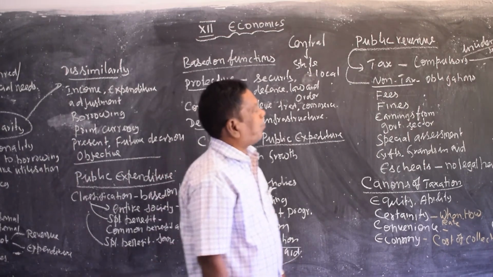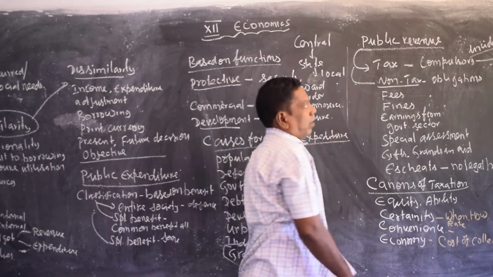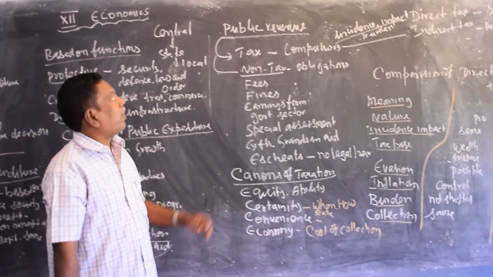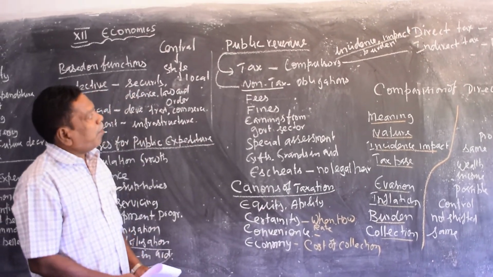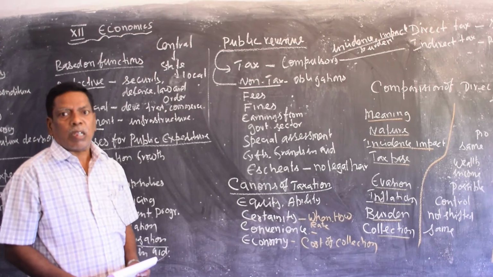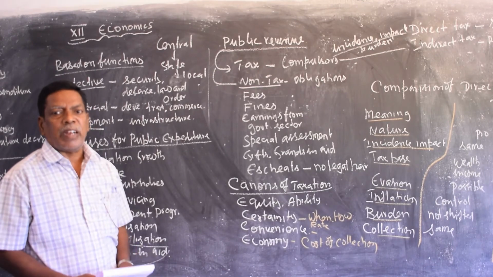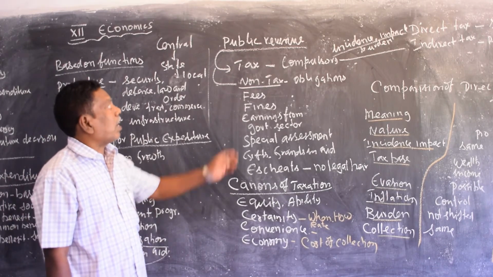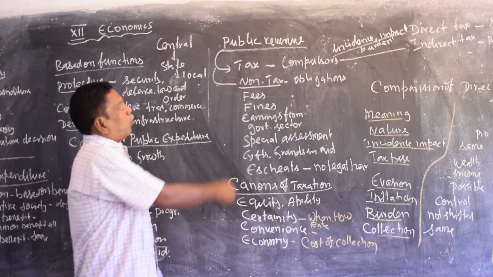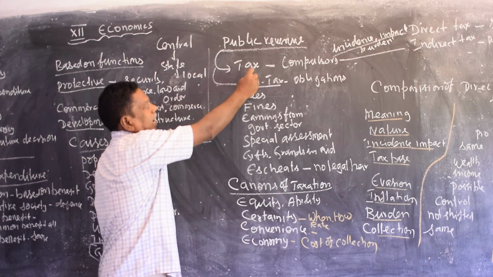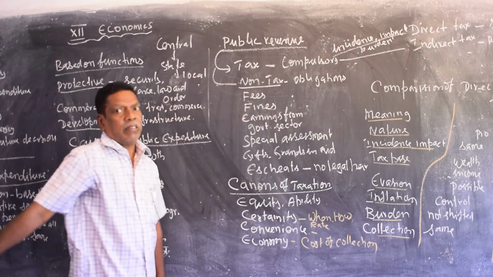Okay, now the next aspect of it is public revenue. The ways and means of raising resources and funds. Resources and funds depend upon that public revenue. That public revenue is categorized into two divisions. One is tax revenue and another one is non-tax revenue.